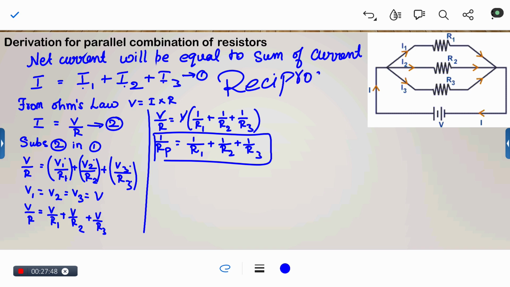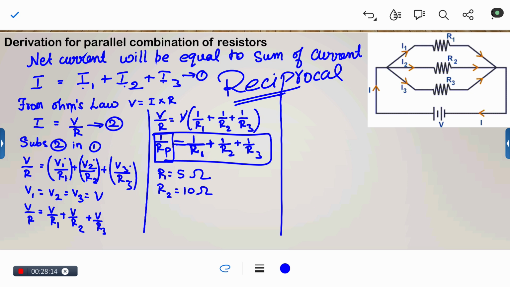So in the question they will be asking like this: derive an expression for the reciprocal of net resistance is equal to the sum of reciprocals of resistance of each resistor. That means whichever method you need to derive, either series or parallel. Let's take the same values over here: R1 is equal to 5 ohm, R2 is equal to 10 ohm, and R3 is equal to 30 ohm.